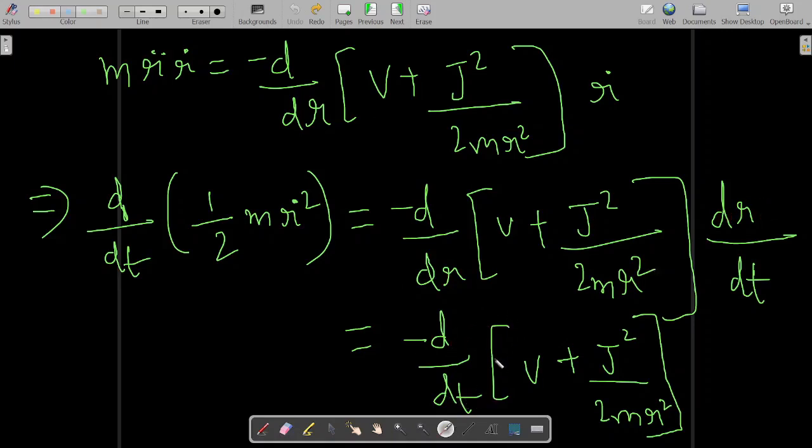So these things you must remember for interview purpose. So minus d by dt, v plus j square by 2m r square. This is the thing which we get finally.